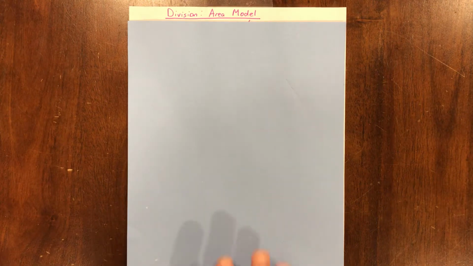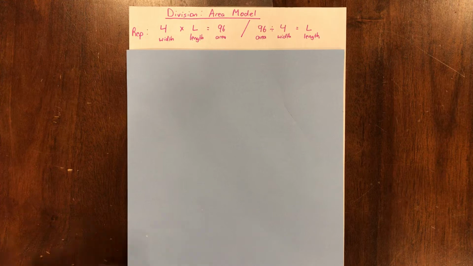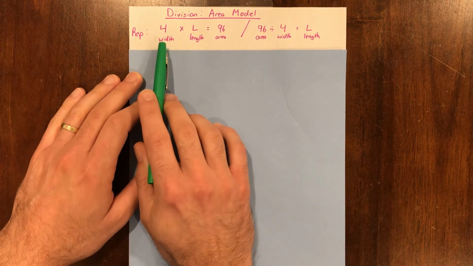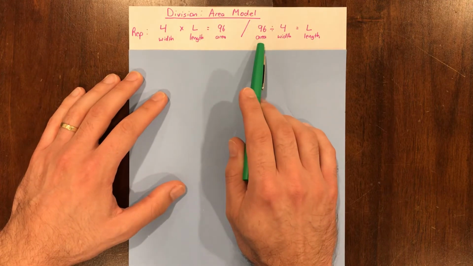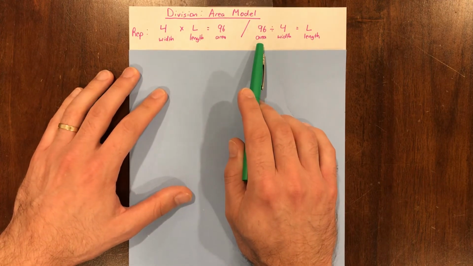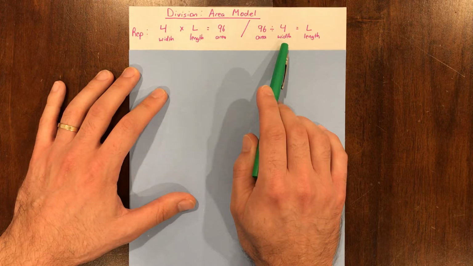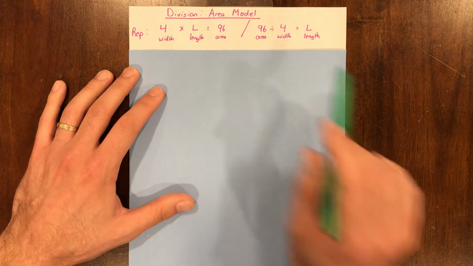Yeah, we could show that as a missing factor problem, right? Because we know that width times length equals area, and we don't know the length. Or we could show it as division, where we have the area of 96 divided by the width, and that would give us our missing length.